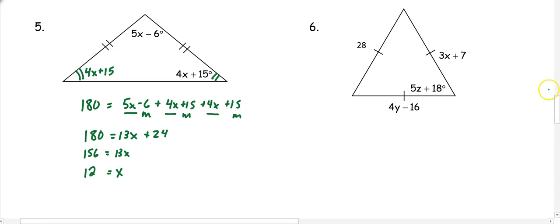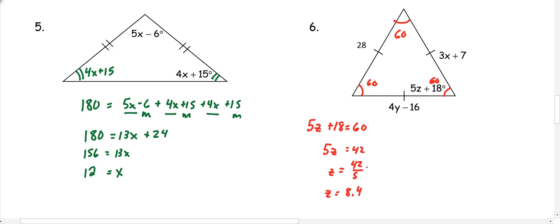In number 6, I have an equilateral triangle. So if it's equilateral, that means it's also equiangular. So all of my angles are 60 degrees. So to solve for z, I can set that equal to 60, and I can subtract 18 from both sides. I get 5z equals 42. I can divide both sides by 5, and I get 42 over 5, which is also equal to 8.4.